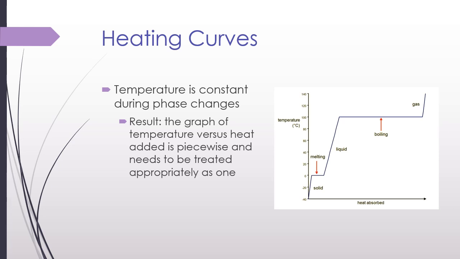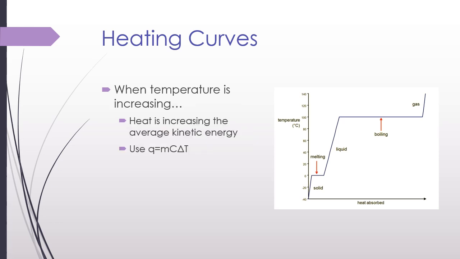There will then be a horizontal line until the phase change is complete, and then afterwards there will be another line, etc., through the phase changes. Therefore, because this is a piecewise function, we should handle temperature changes and dealing with the heat added to a system like a piecewise function. When temperature is increasing, aka the slanted segments that are lines, the heat is being used to increase average kinetic energy, hence why the temperature is rising, because temperature is the measure of average kinetic energy. In this case, to calculate the heat, we should use the equation Q equals mc delta T.